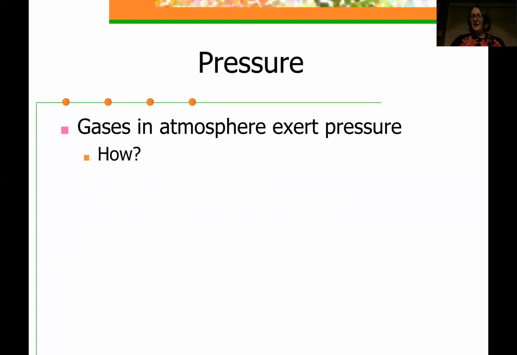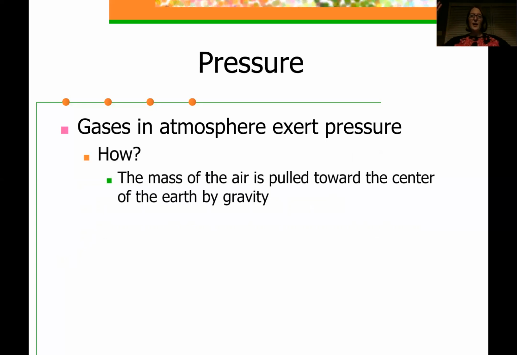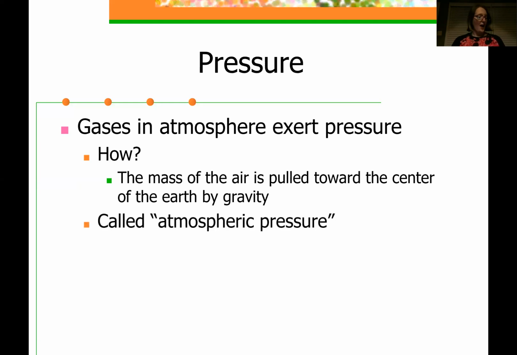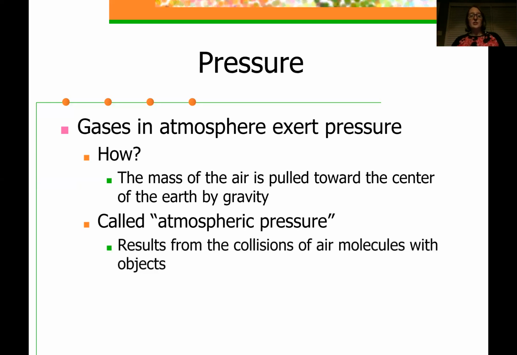And how are they doing that? Thanks to gravity. Remember, gravity acts on anything that has mass. Well, these air particles, these gas particles have mass, not a ton of mass, but they have mass. So gravity is exerting a force and pushing them down, and so they are exerting pressure on us. We call that atmospheric pressure, and it simply results from all of the collisions of the air molecules.